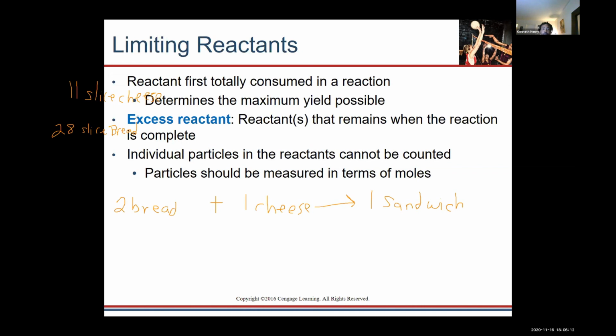Okay. So, and that makes sense, right? Pretty simple. Not too hard. So a limiting reactant is the reactant that is going to be consumed first, right? The stuff that we're going to run out of first. Excess is the one that we're going to have left over. Not too hard.